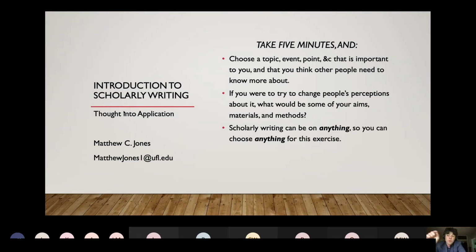What would be some of my aims? What would I actually try to do? What are some of the materials? What kind of things would I draw their attention to, and how would I do it? Right. So I want you to think about those things: your aims, your materials, and your methods. And scholarly writing can be on anything, so you can choose anything for this exercise.